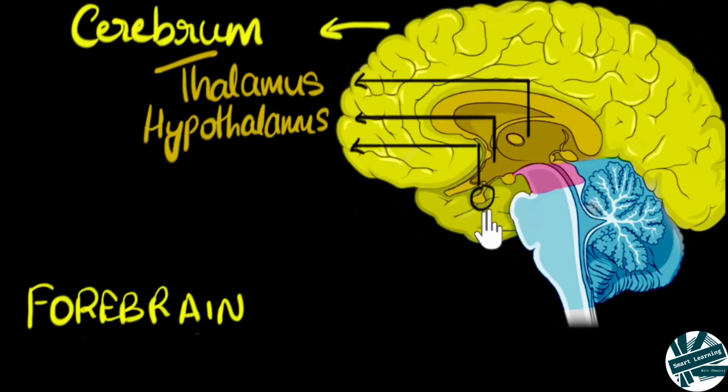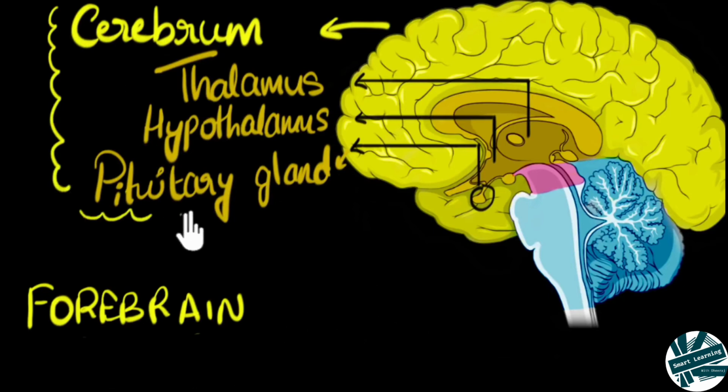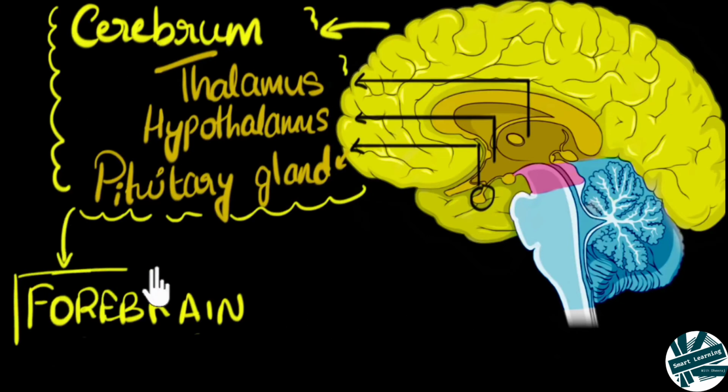And this last part, which we'll be interested in, this small thing that you can see over here, that is called the pituitary gland. Pituitary gland, right? This part over here, okay? So these are the 4 parts of our forebrain. These are the only parts that we'll concentrate on. So let me just put them together. So this is your forebrain parts.